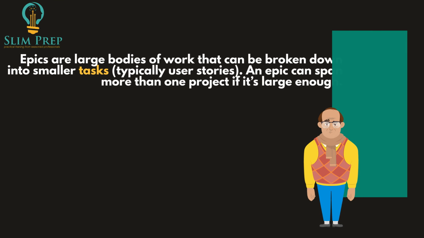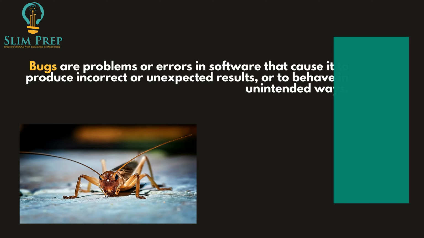Epics are large bodies of work that can be broken down into smaller tasks, typically user stories. An epic can span more than one project if it's large enough. Bugs are problems or errors in software that cause it to produce incorrect or unexpected results, or to behave in unintended ways.